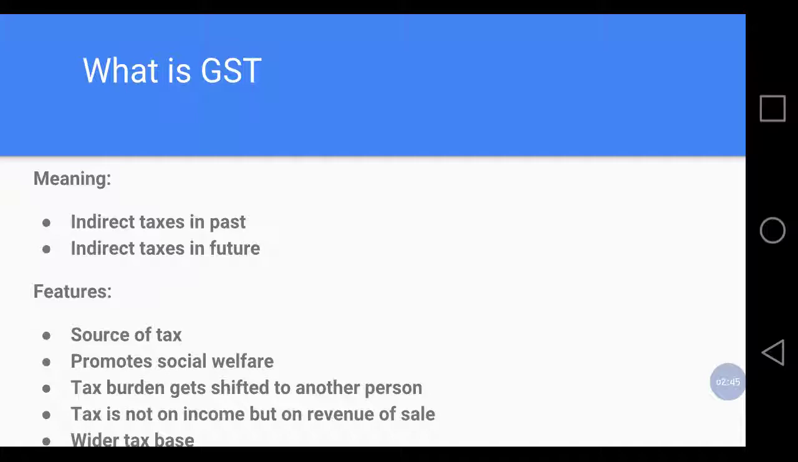This is a major source of revenue for the government, and it promotes social welfare. What is GST doing for social welfare? For tobacco products, high rates of GST are levied. Hence, when the MRP gets higher, the sale will get reduced. That is the concept. With that point, we can say it promotes social welfare through GST.